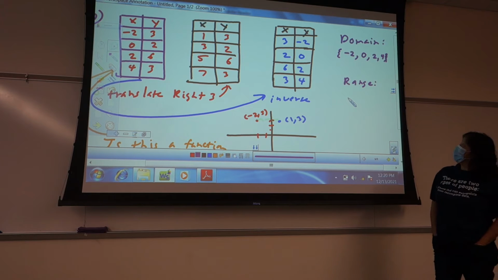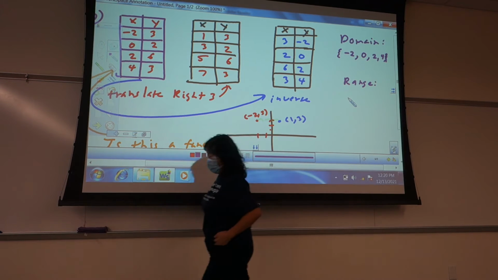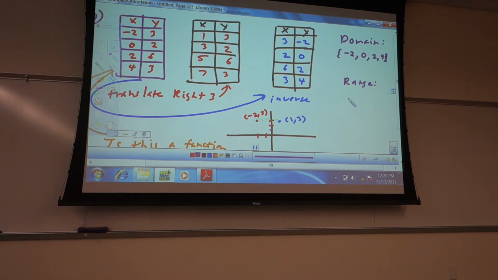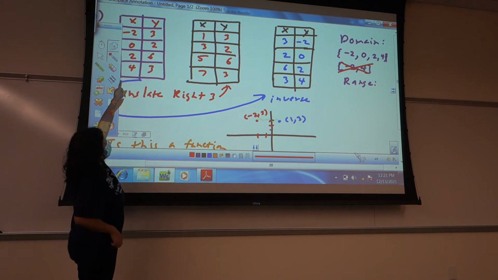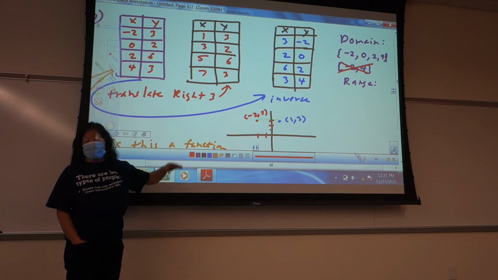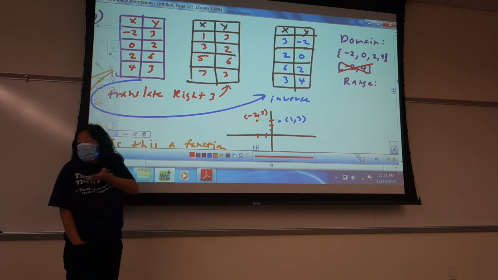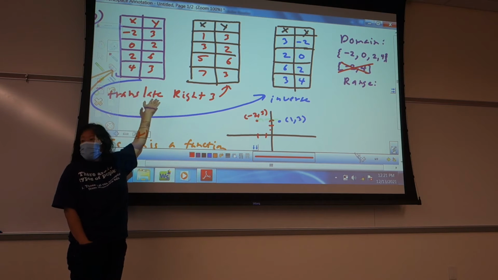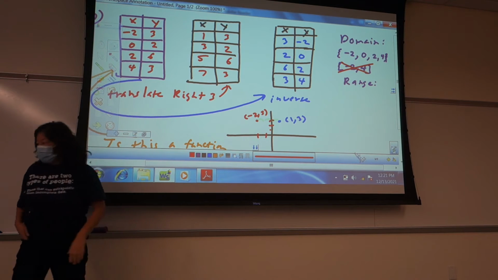Why can't I put from -2 to 4, like I did for other ones? Because it's just points. What happens when x is -1.463? I don't know what to do, there's nothing that tells me where it goes. Does that make sense?